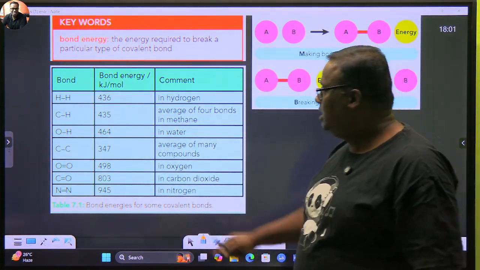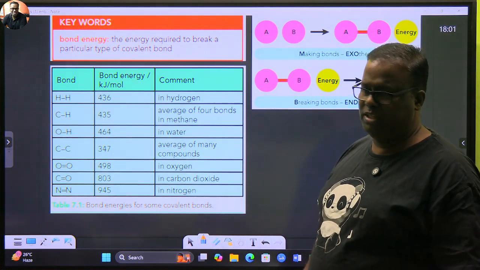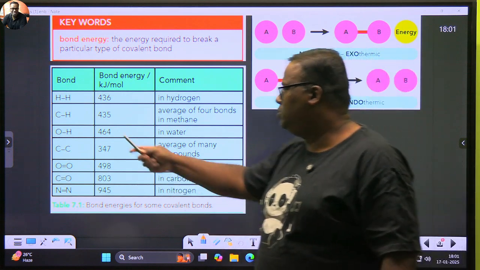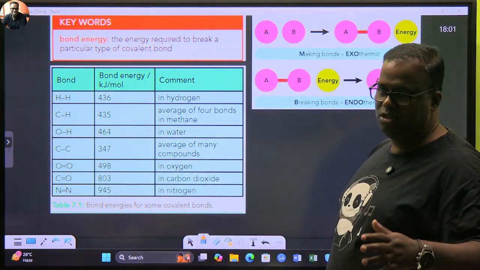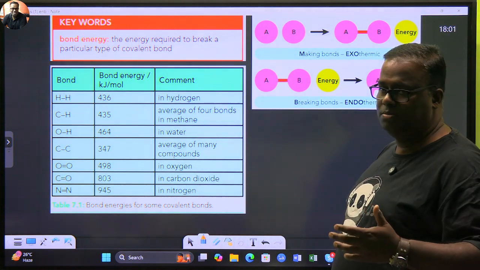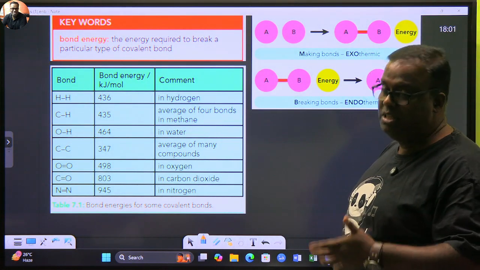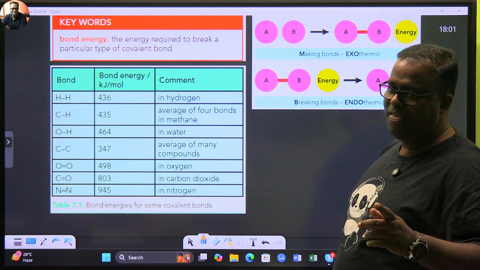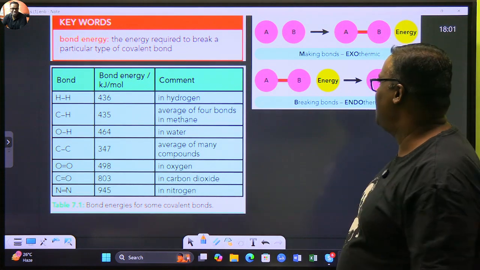Understood? This is a table which is given to you. This information is usually provided, that this is the bond energy for all sorts of bonds that we have. Hydrogen hydrogen bond, carbon hydrogen, it is given here. And we will now do the calculation for our methane's reaction also. How much did we get? 728. Where did this 728 figure come from? We will see that. Okay.